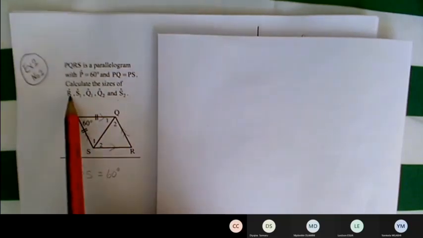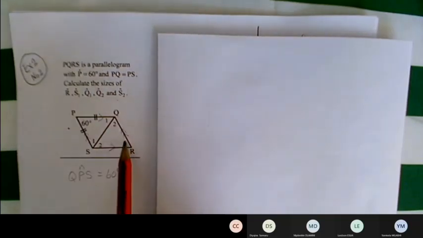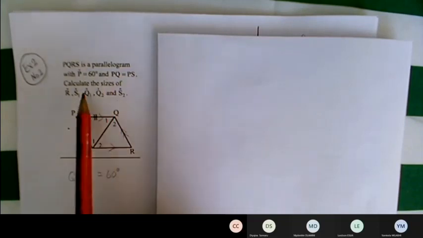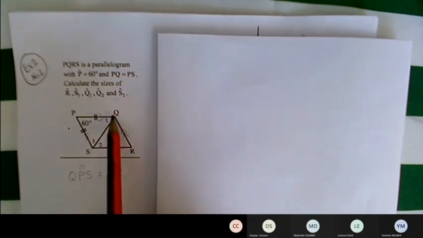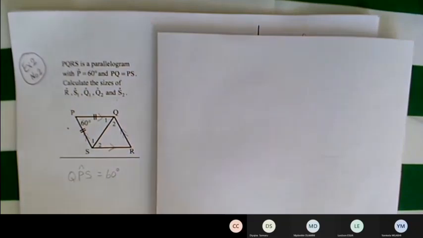Calculate the sizes of R. So R is this one, S1 is that one, and so forth, right? So let's see, R is normally going to be the easiest one. Who can tell us what R will be? R will be how much?